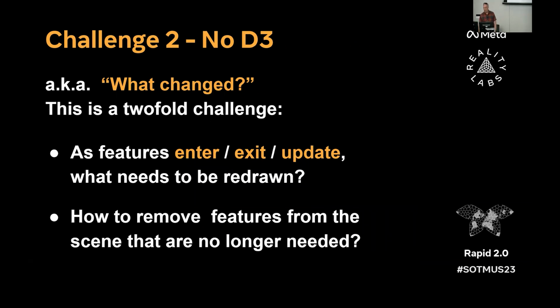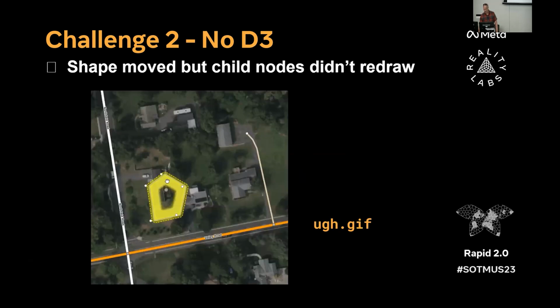Challenge number two, we're calling this what changed. This is sort of a twofold challenge because this, again, took us a while to get right. We use D3 to keep track of all the data in the scene. And I don't know if you're familiar with D3. One thing that it does is it binds your data to the document. That's a fancy way of saying that as things enter, exit, and update the document, D3 knows what has changed and can update it accordingly. And D3 is really good at doing this. But at this point, we have no more document and no more D3. So this is all stuff that we have to start doing ourselves as well.